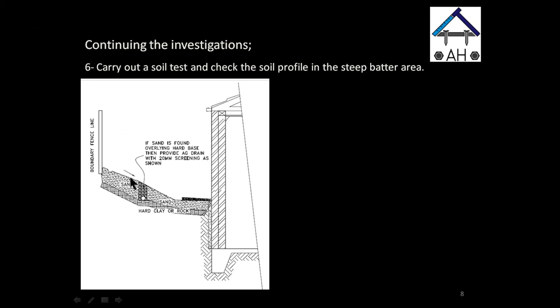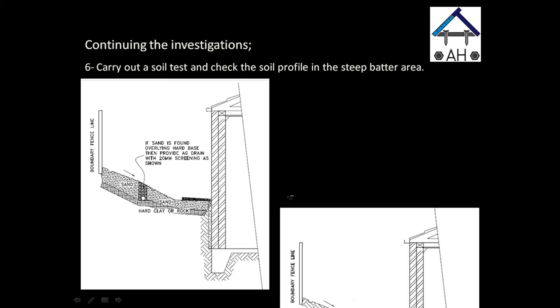For example, if we find sand layer, which is a highly permeable layer overlying a hard clay or rock as shown in that image below, then it would be probably an easy fix. We can provide an agricultural drain with surrounding, say, 20 millimeter screening all around, and that will help us to collect or trap the water before it reaches the garage wall. And then eventually we will slope the agricultural drain towards a legal point of discharge away from the house.